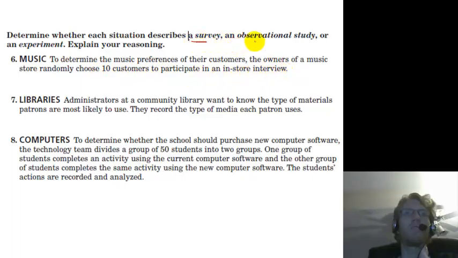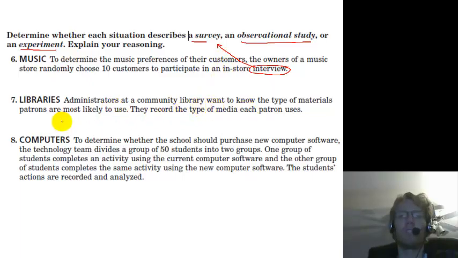Well, is it a survey? Is it an observational study? Or is it an experiment? An interview is collecting information from the people, so an interview counts as a survey. It's done verbally instead of on paper, but it's still a survey. You're asking them questions, you're getting their responses.